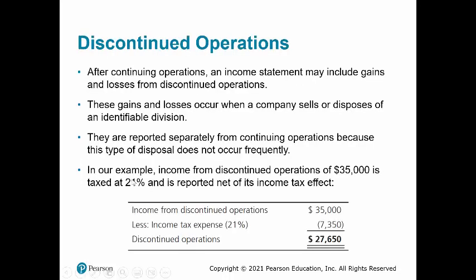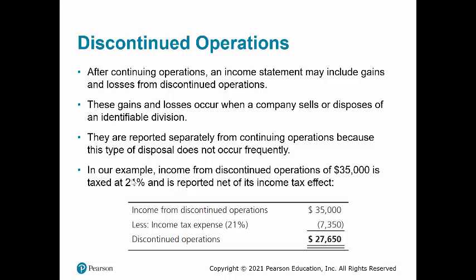So what are discontinued operations? Well, when a company sells or disposes of what we call an identifiable division, sometimes called a segment of the business, it has to meet certain criteria to be considered discontinued operations. That means they have ceased that operation and sold that part of the business, so that gain or loss is not going to continue in the future. That's the reason why we separate it, because we don't want to mislead investors.